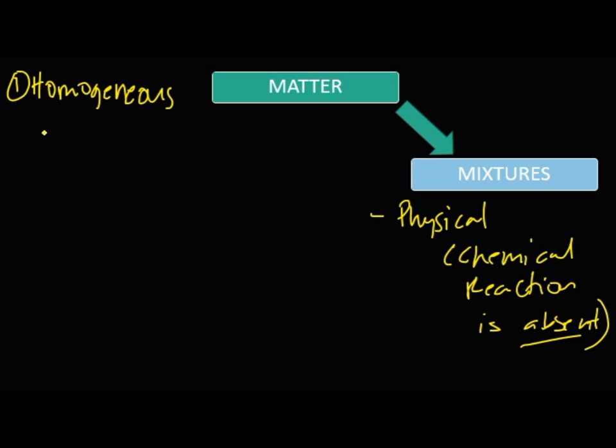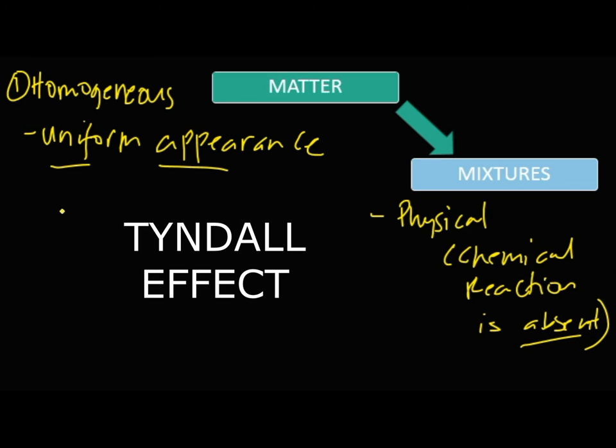Homogeneous mixture, if you take a look at it, you will see a uniform appearance. Meaning, you cannot identify the other components anymore. If two or more materials are mixed, then you cannot identify which are the components. So that is a homogeneous mixture. In fact, there is a test that can be performed to determine whether a material is homogeneous or heterogeneous. You can do the scattering of light, or the Tyndall effect.